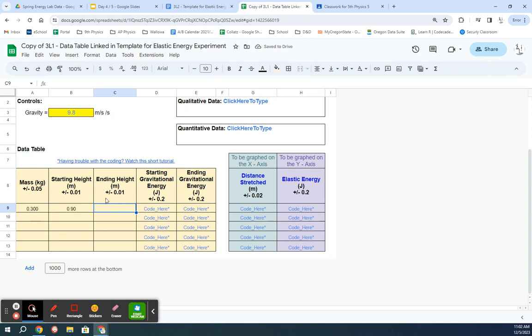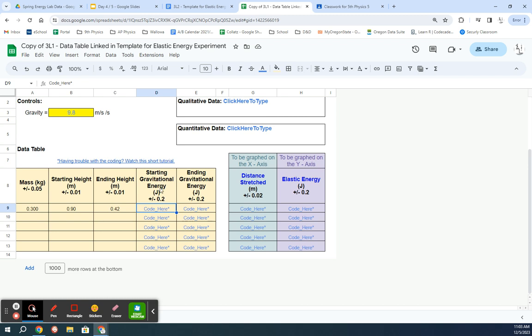And then the ending height, again, these are in meters, so make sure that you're converting your centimeters to meters. The ending height was, I don't know, somewhere around 0.42 or something like that. Not a big deal there. Again, you guys aren't going to put these numbers, you're going to put your numbers in. So now we can get to some of this coding stuff.